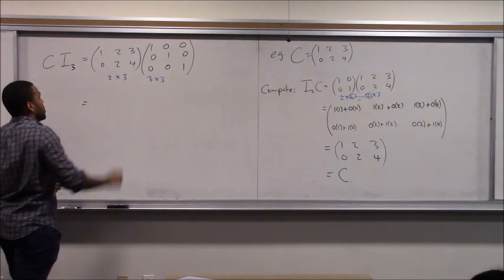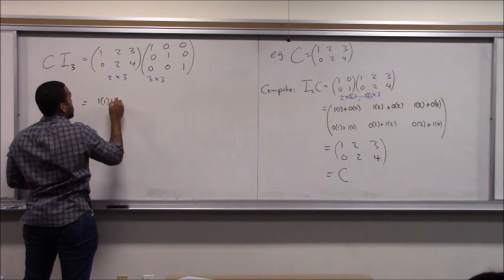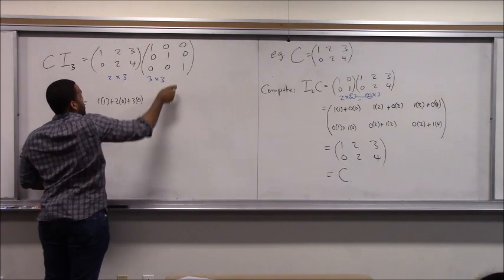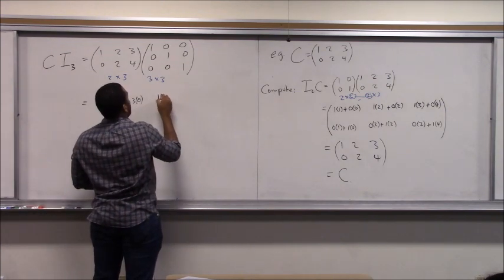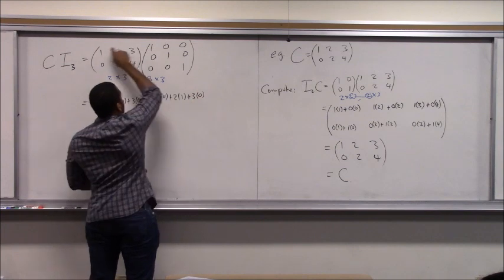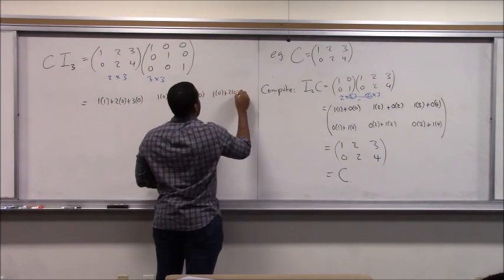Do the multiplication. First row times first column: 1 times 1 plus 2 times 0 plus 3 times 0. First row times second column: 1 times 0 plus 2 times 1 plus 3 times 0. And first row times third column: 1 times 0 plus 2 times 0 plus 3 times 1.